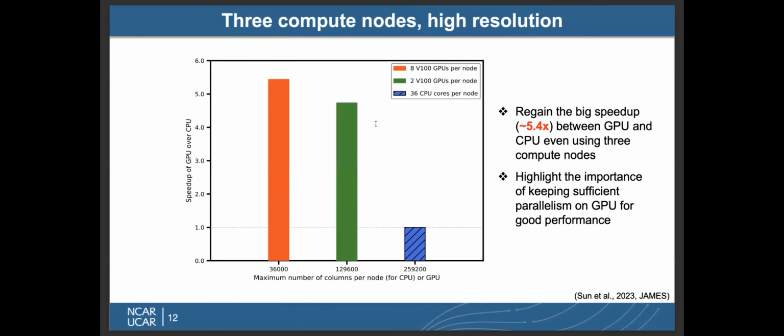So as a sensitivity test, when we still use the 3 compute nodes, but switch from low resolution to high resolution, we immediately regain the big speedup. And in this particular case, we actually observe the biggest speedup between the GPU and the CPU, which is 5.4 times speedup when we use 8 V100 GPUs. So combining these slides with the previous slides, it again highlights the importance of achieving sufficient parallelism on the GPU if we want to have good performance compared to the CPU.